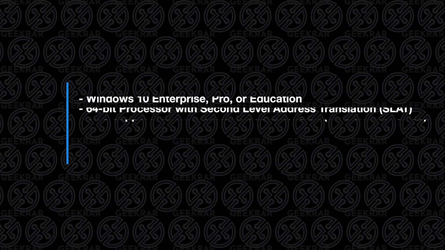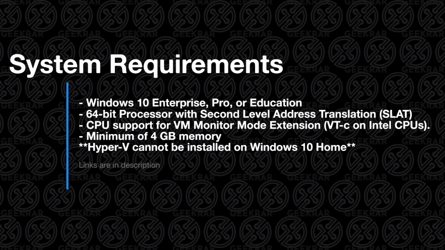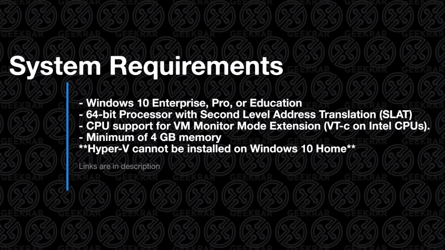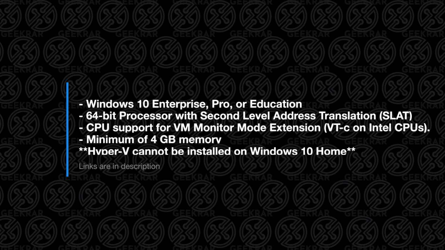So before we get started, let's take a look at the system requirements. What you're going to need is Windows version 10 Enterprise, Pro, or Education. You're going to have at least a 64-bit processor with second-level address translation. You want to have CPU support for virtualization. Now, in some cases, you have to enable this in the BIOS if it's not already enabled. And lastly, you're going to need 4 gigs of memory.